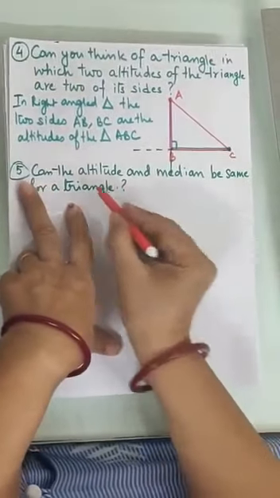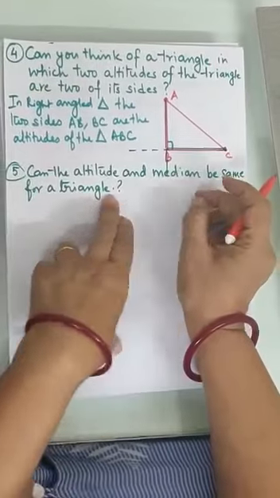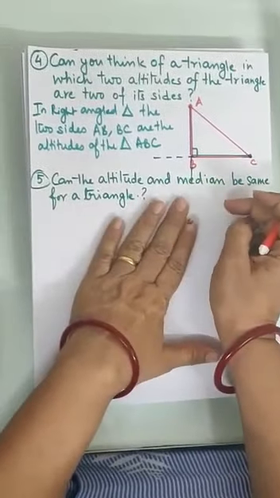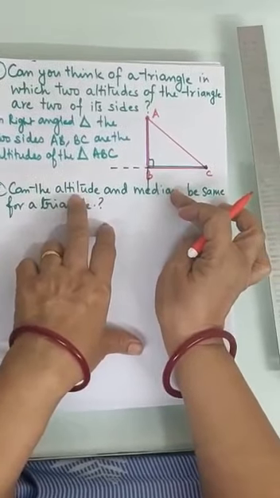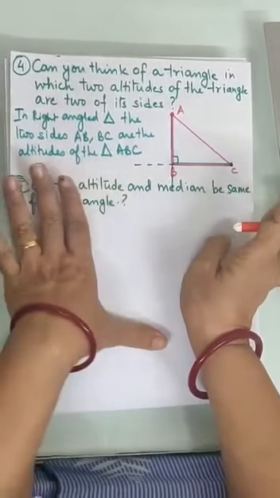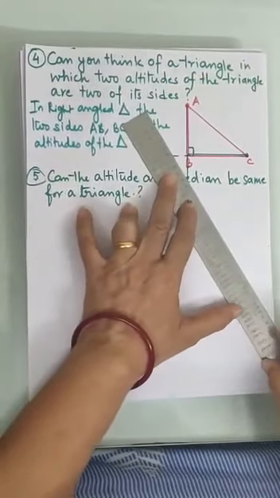Question 5. Can the altitude and median be same for a triangle? मतलब ऐसा कोई ट्राइंगल है हमारे पास जिसमें अगर हम ऑल्टीट्यूड्स भी बनाएं और मीडियंस भी बनाएं तो वो ऑल्टीट्यूड्स और मीडियंस दोनों सेम हो. ठीक है? सो लेट अस ड्रॉ एन इक्विलेटरल ट्राइंगल.